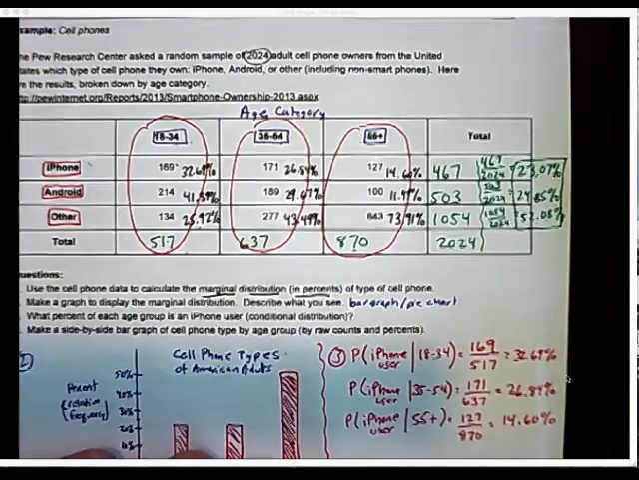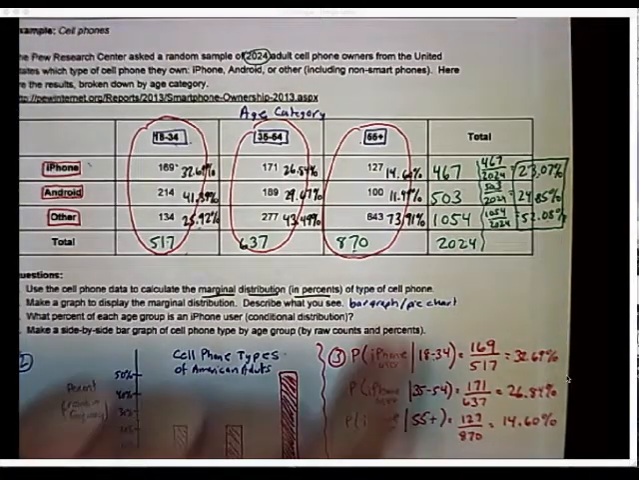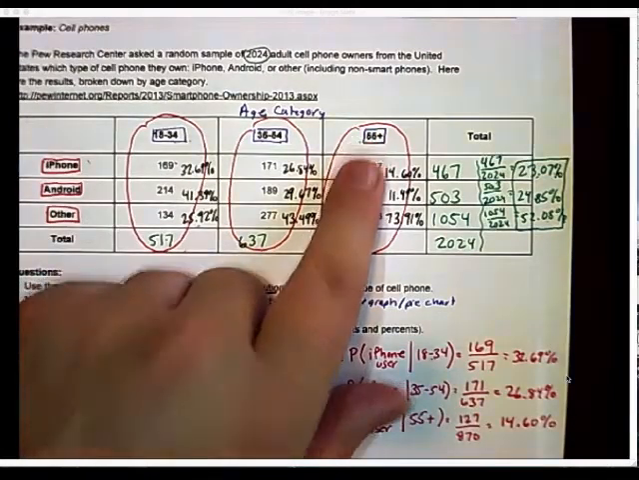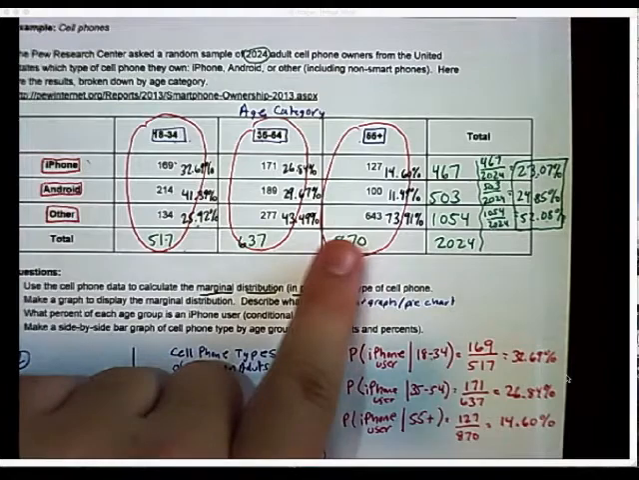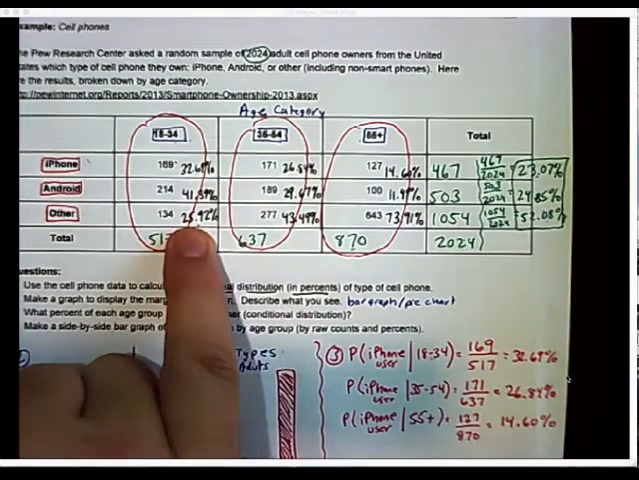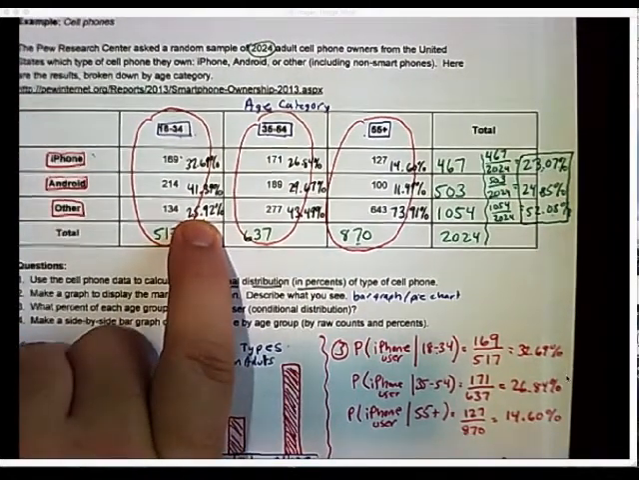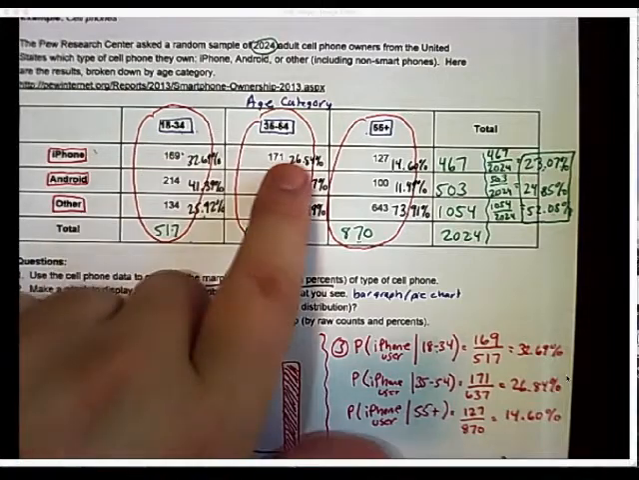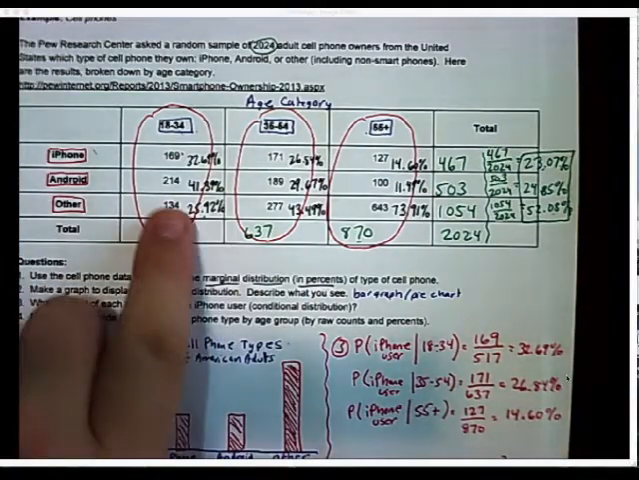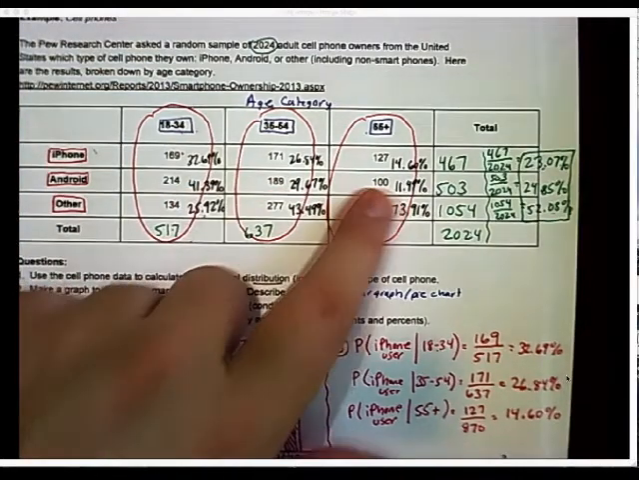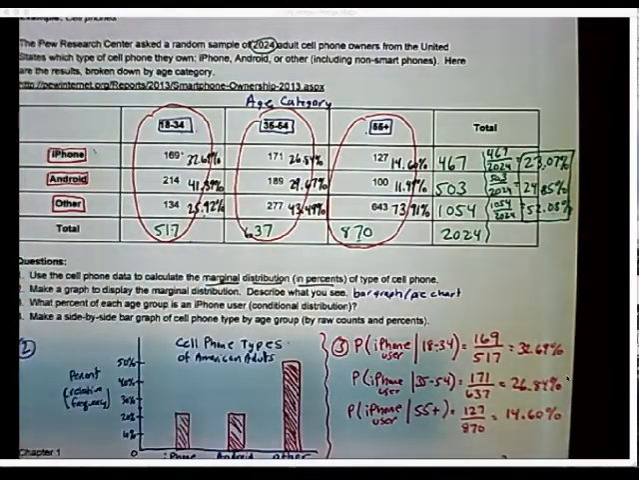Just looking at those numbers, people that are 55 and older are much more likely to have some other type of phone, because this percent is way bigger than this one and it's way bigger than that one. As people get older, their use of iPhone goes down. And same thing with Android. As people get older, it seems like their use of Android goes down.